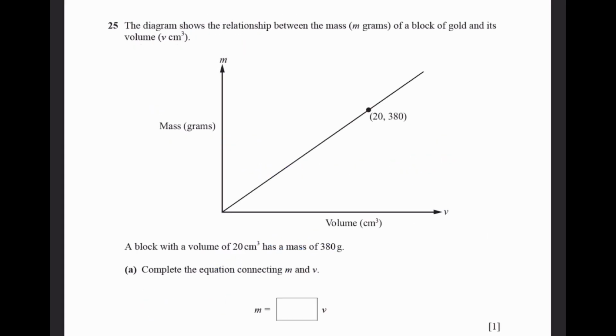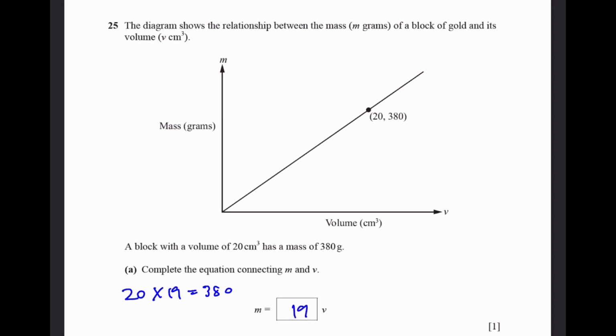Question 25. The diagram shows the relationship between the mass, m grams, of a block of gold and its volume. A block with volume of 20 centimeters cube has a mass of 380 grams. Complete the equation connecting m and v. The mass is 380 and the volume is 20. So when you multiply 20 into 19, we get 380. So that means when you multiply the volume by 19, we get the mass. So 19v. That's the answer.